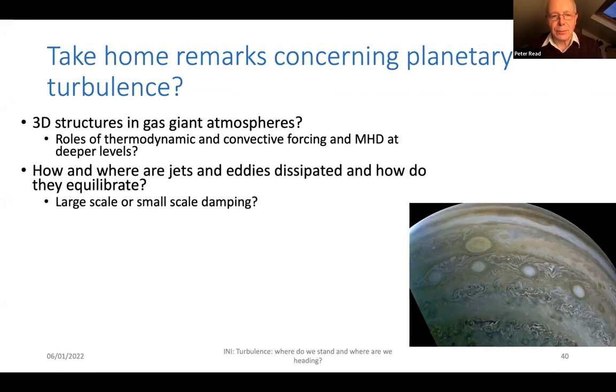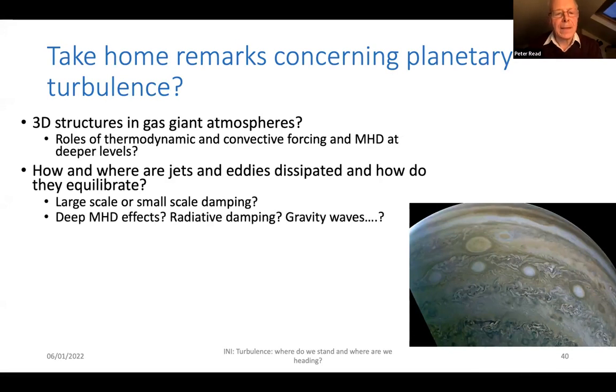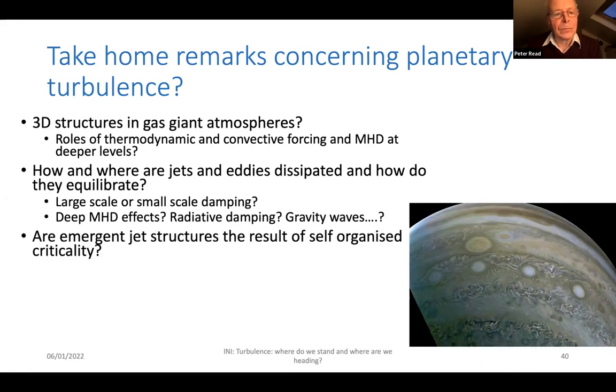Is this due to large-scale or small-scale damping? Well, the jets have to equilibrate somehow, so there must be some energy sink at large scales as well as the traditional dissipation that takes place on the smallest scales. And one can speculate about deep MHD effects, radiative effects, and the effects of breaking gravity waves and so on.